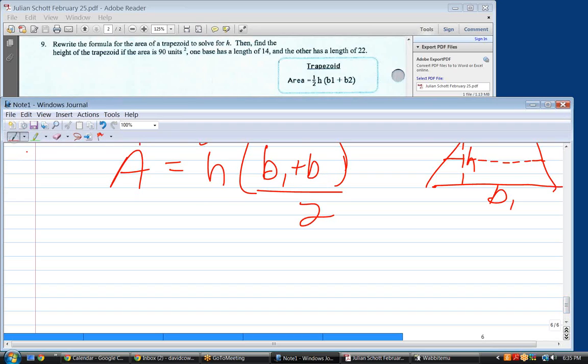This is a 2, incidentally. First step. No. Their request is for you to rewrite the formula and solve for h. In other words, they want you to do some algebra before plugging in the number, just like the previous 2 problems.